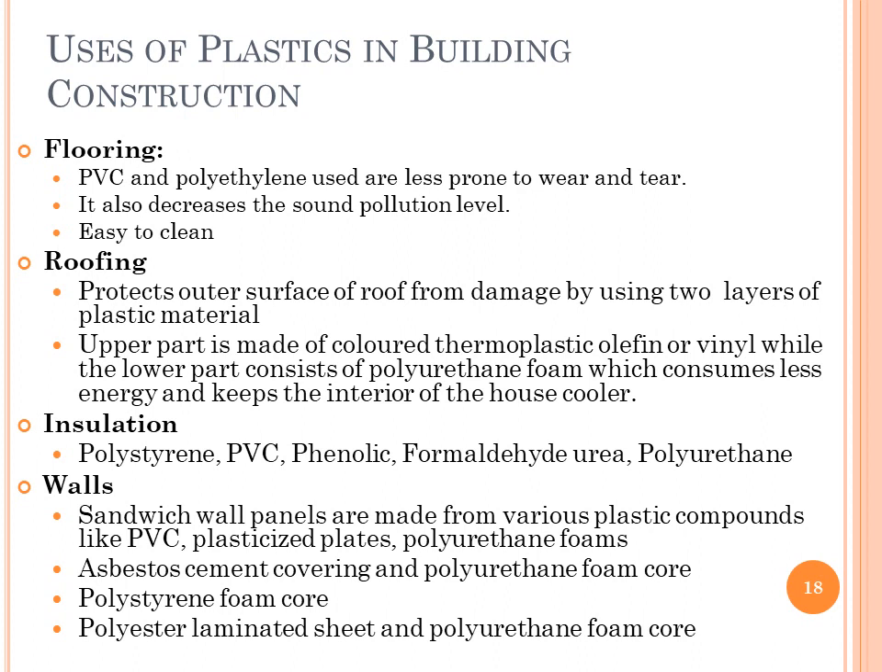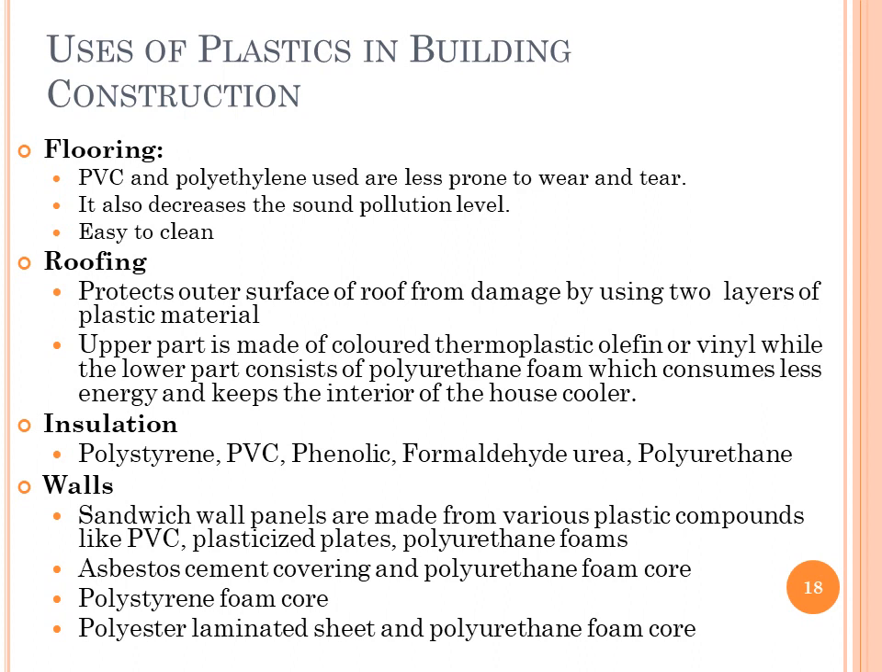Now let's see the uses of plastics in building construction. First one is flooring. The plastic material can be used for flooring. For example, PVC and polyethylene used are less prone to wear and tear. It also decreases the sound pollution level. It is easy to clean.